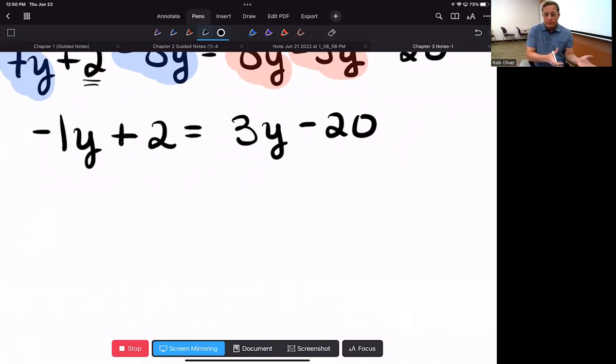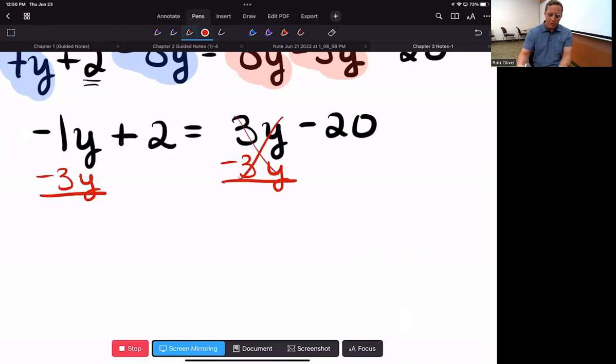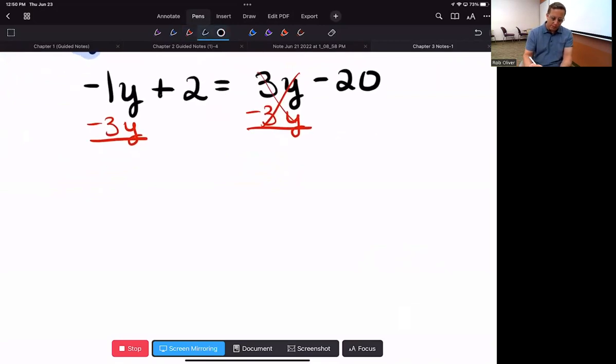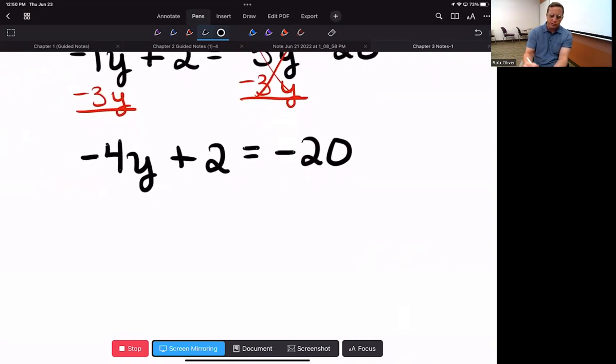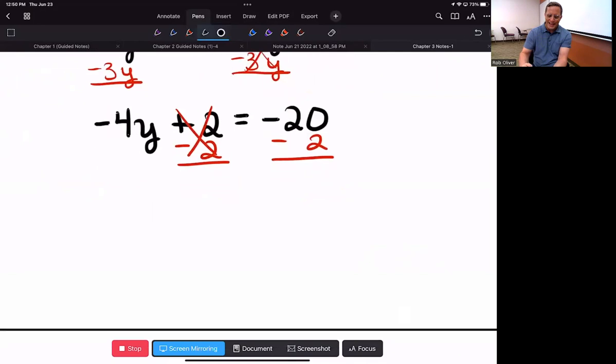So then that tells us that we can do order of operations. I keep saying that. We want to do inverse operations next, inverse operations. So let's go ahead and subtract 3y from both sides. So subtract 3y. Those go away right there, and now we're going to rewrite it. And so now we have negative 4y plus 2 equals negative 20. So now it's a two-step equation. Let's subtract 2 from both sides. Those go away. Rewrite it again.